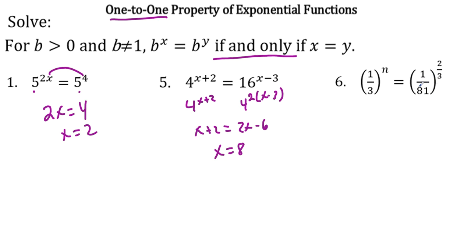Now there's a couple ways to do this. You could think of this as 3 to the negative n is equal to 3 to the negative 4 times 2/3. That's probably the way I would end up doing it. You could have done 1/3 to the n is equal to 1 over 3 to the 4th to the 2/3, but that's a little bit harder to solve. You can just set these two exponents equal to each other, so you have negative n is equal to negative 8/3. So n is equal to positive 8/3.